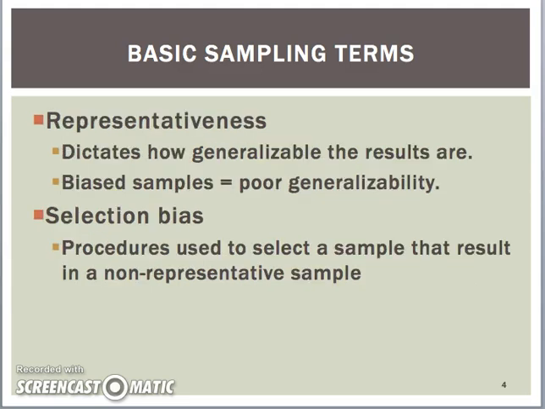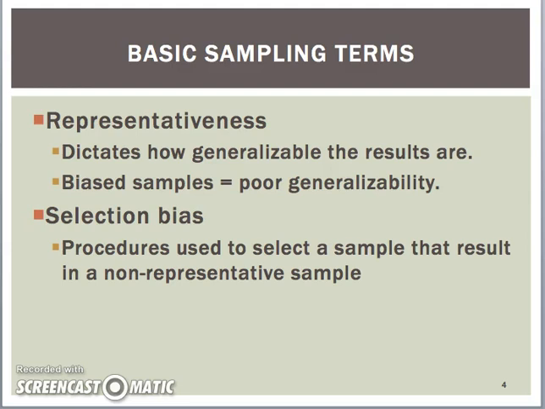Another term is representativeness. So the degree to which your sample, the people that you're actually surveying, represent the larger population, they're a good representation of your population. Then how representative your sample is dictates how generalizable your results are. When you have biased samples, you have poor generalizability.